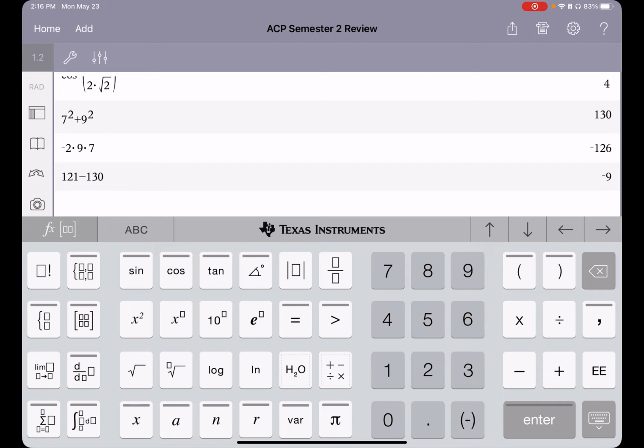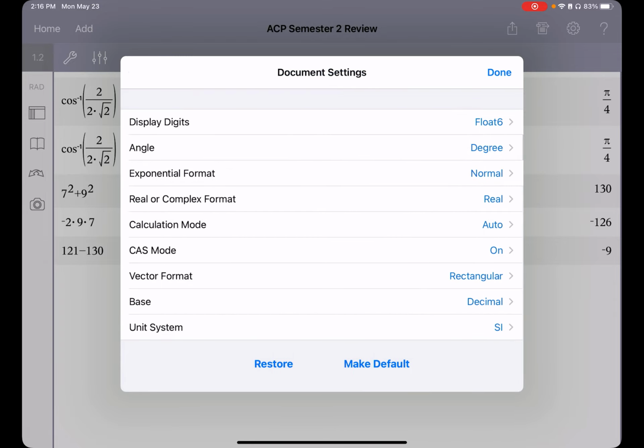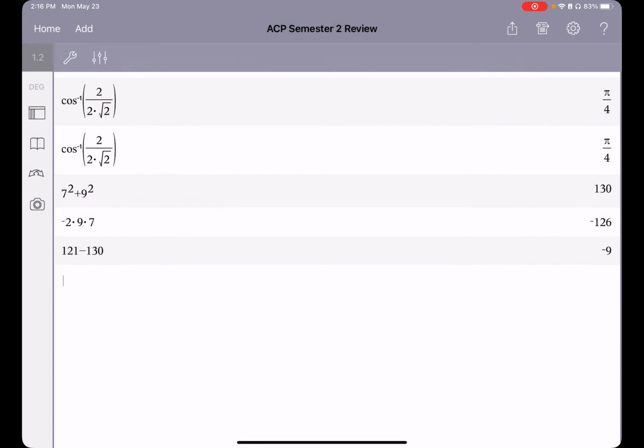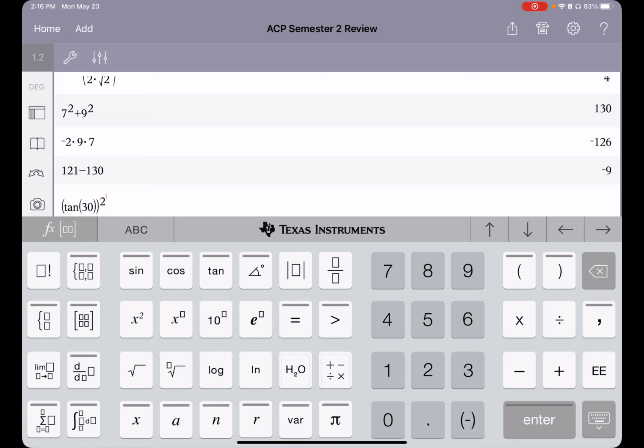First, I need to figure out how to change this calculator to be in degrees. Okay, we're in degrees now. So there's going to be a lot of parentheses happening here. So you're going to open up a parentheses, and then you're going to do tangent of 30. You're going to close those parentheses, and then you're going to square it. So notice that on the problem, it's tangent squared. The angle, here you got to do tangent angle and then squared.